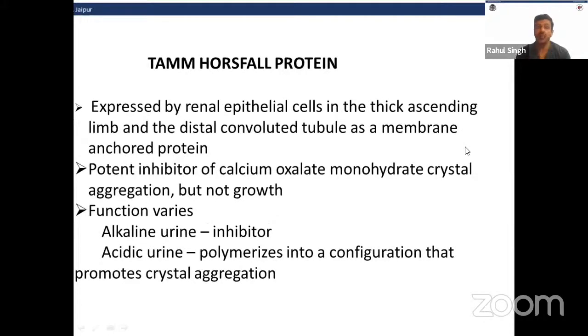Tamm-Horsfall phosphoprotein is the most abundant protein expressed by the renal epithelial cells in the thick ascending limb and the distal convoluted tubule, as a membrane-anchored protein. It is a potent inhibitor of calcium oxalate monohydrate crystal aggregation, but it does not affect growth. Its function varies according to urinary pH. In alkaline urine, it acts as an inhibitor, but in acidic urine, it polymerizes into a configuration that promotes crystal aggregation.